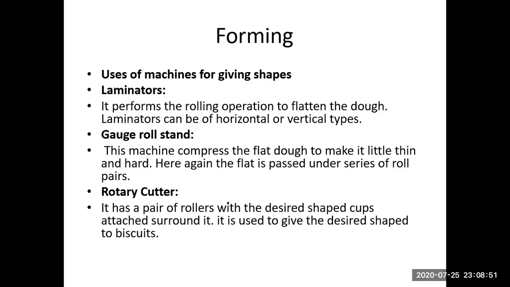If you go to the forming section, I already mentioned that there will be equipment that gives shape to the cookies. There are actually three things: first the laminator, then the gauge roller stand, then the rotary cutter. I have added 4 videos with your lectures, and the videos are also given in your VLC. Please check those videos, and you will be clearer about that process.